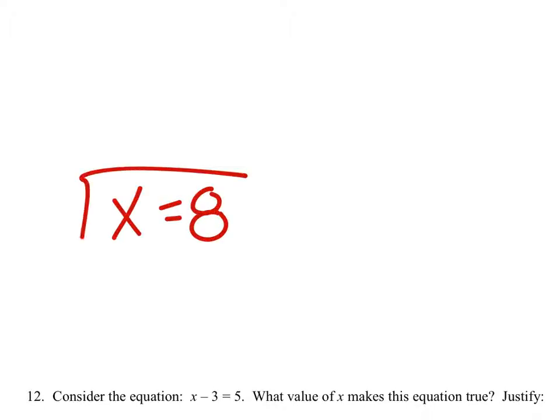What about the equation x minus 3 equals 5? What value of x makes this equation true, and justify. So some number minus 3 equals 5. What number minus 3 is 5? 8. Bam, so we know right there that x equals 8. Now these ones are pretty easy to do in our heads, and that's great. The problem is later on, as we expand these, it may be a little bit easier to show some work on them, which we'll get into.